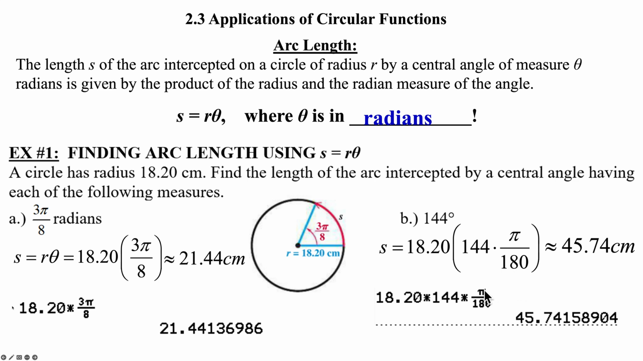Now again, if they want 3.14, you know what to do. Use 3.14 instead of the pi symbol.